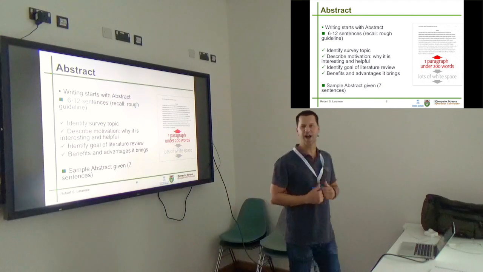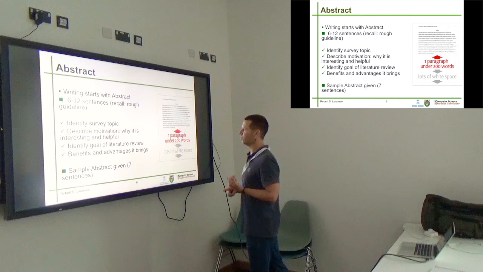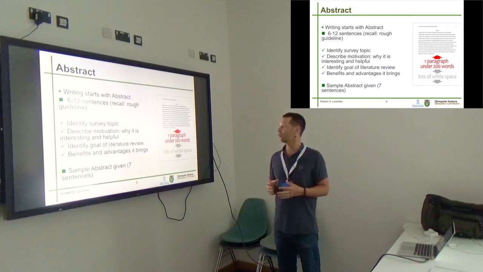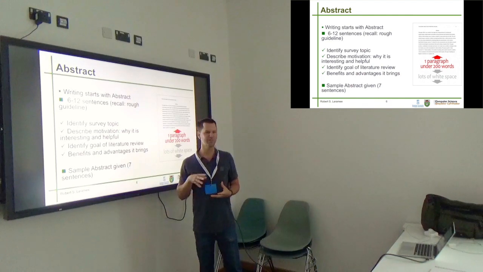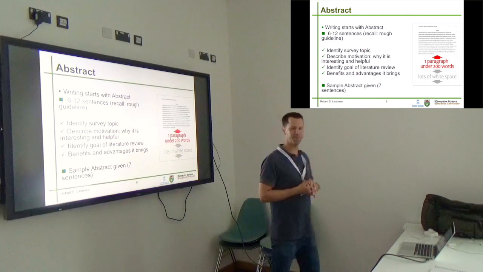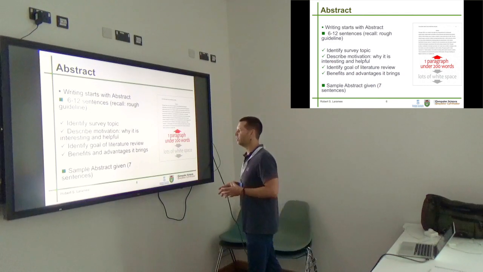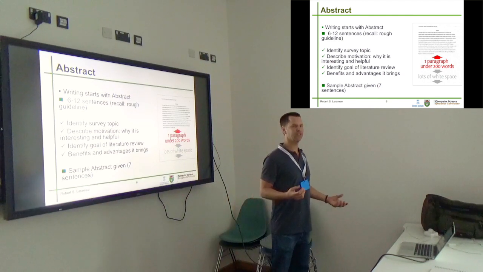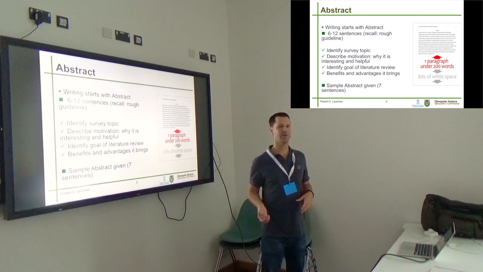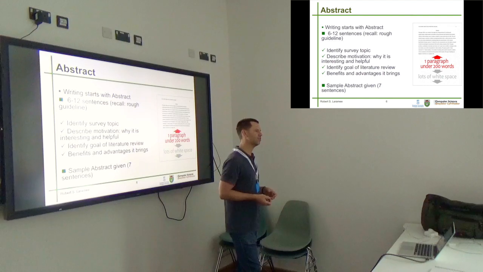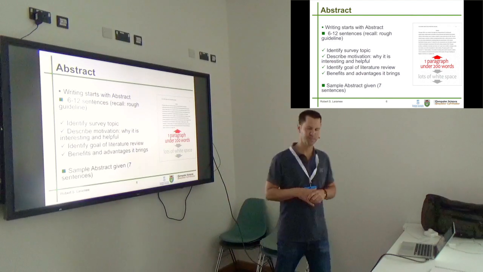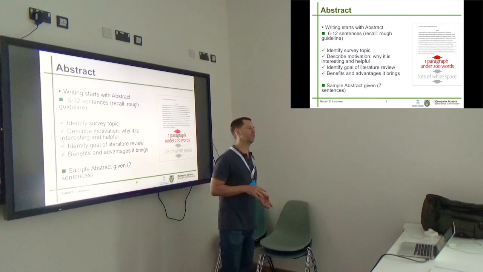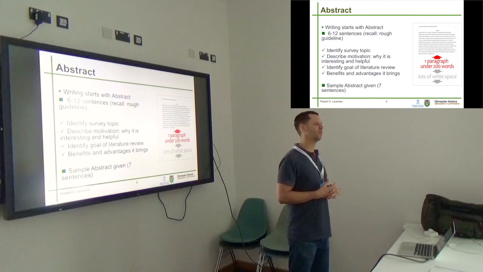You can also write an abstract. So the job of the abstract is to identify the survey topic, not too shocking. Describe why it's interesting, why is the field that you're studying interesting, and why is it useful. You identify the goals of the literature review, for example, providing an overview of the related literature, identifying mature and immature areas of research, identifying unsolved problems, comparing papers. And you state the benefits and advantages that your survey brings. Right? It has to bring some benefits in a survey.